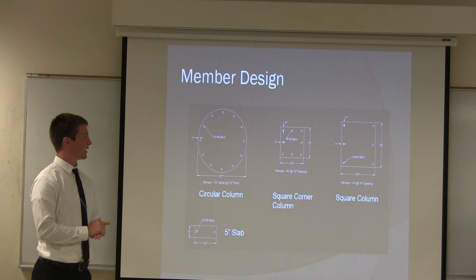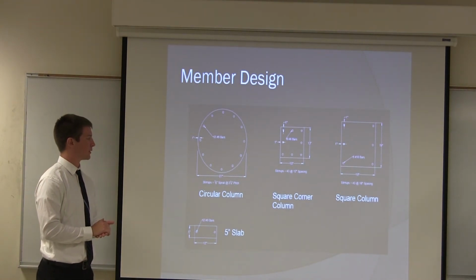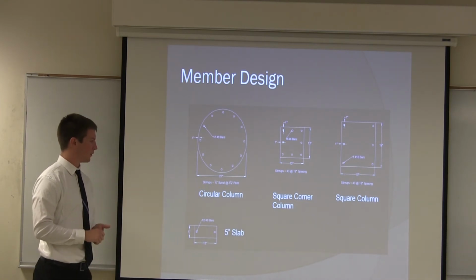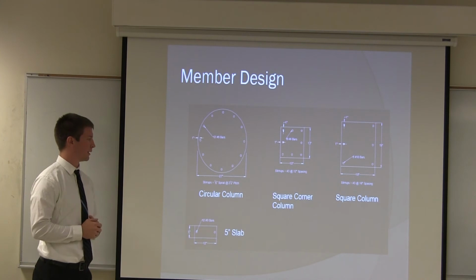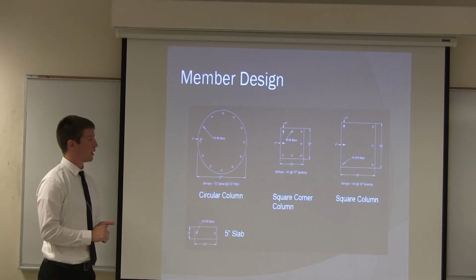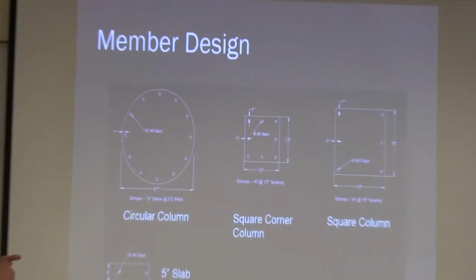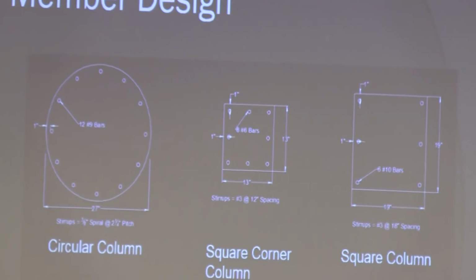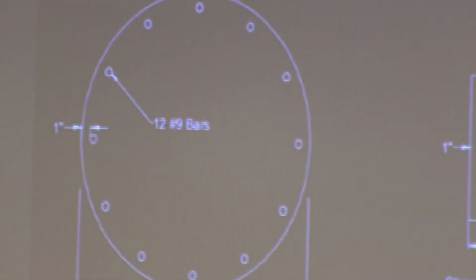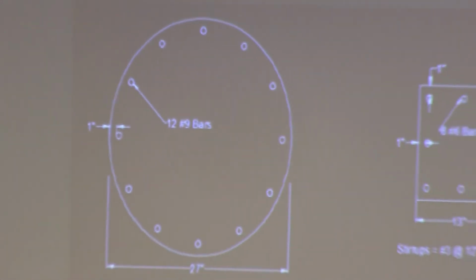Right here we have our designs. We have our 27-inch circular column with spiral reinforcement. We used a 1/8 inch spiral at 2 1/4 inch pitch. We had reinforcement by 12 number 9 bars. For our square corner column, we used 8 number 6 bars, with number 3 stirrups at 12-inch spacing, as well as our square columns that are not in the corner. You mean 3/8 spiral, right? Yes.